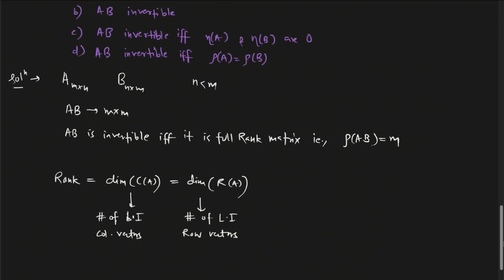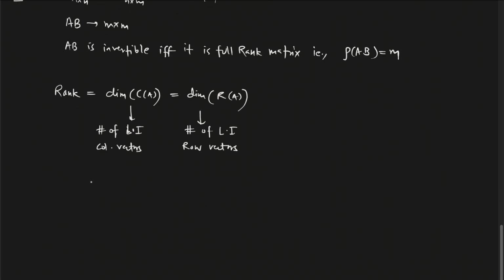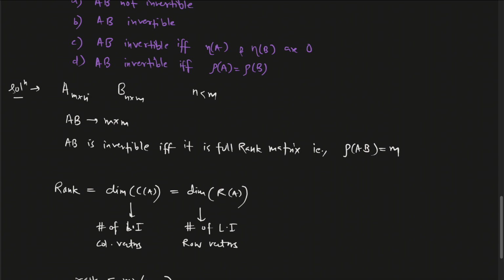Right? But because here the matrix A is not square, the rank should be less than or equal to the minimum of m comma n. Why? Because if you see the column space of A, how many column vectors do we have? We have n column vectors, right? So if we have n column vectors, then the number of linearly independent column vectors cannot be more than n. It should be less than or equal to n.